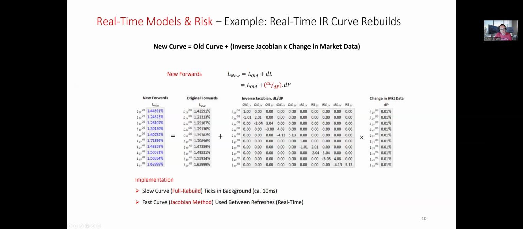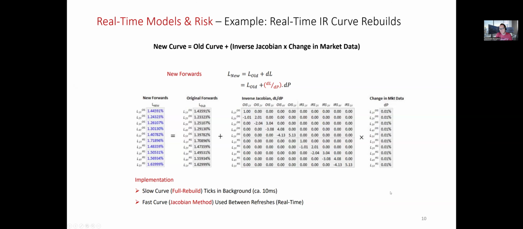And so the way we implement this is that we will do a full rebuild, which ticks away in the background. Now, for me, my full rebuild, which is my slow curve, runs at a very modest 10 milliseconds, sometimes a bit faster than that actually. A modest interest rate yield curve would calibrate in about 10 milliseconds using a C++ library. That would be considered a slow curve in electronic markets, or a modest curve perhaps. And in between that full rebuild, we can update the original curve using the Jacobian method, for a super fast refresh in real time in between the slow curve build.